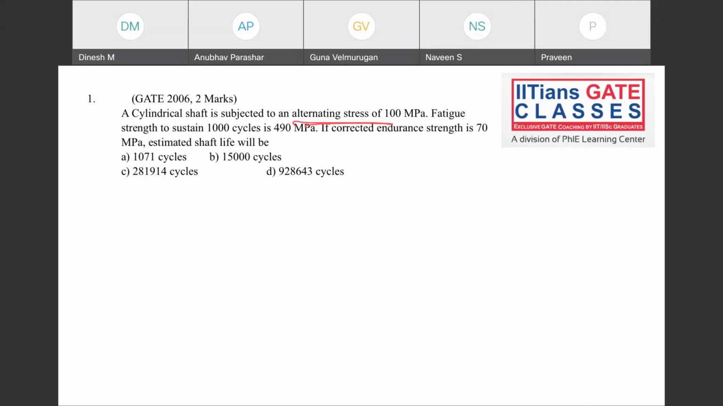Okay, let us see how exactly you are going to draw the SN curve. Okay, all of you please pay attention. Naveen, your answer is right, correct? Very nice. Have you done this kind of question before? Very nice, fantastic.